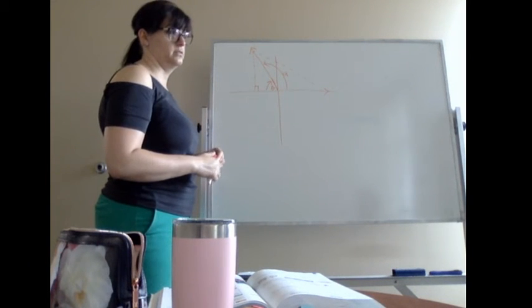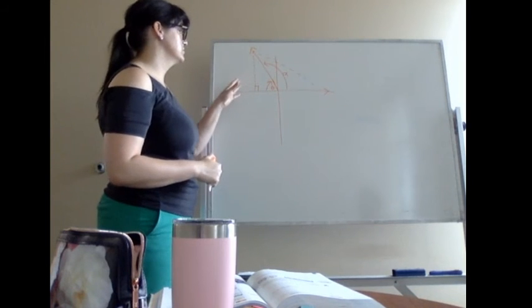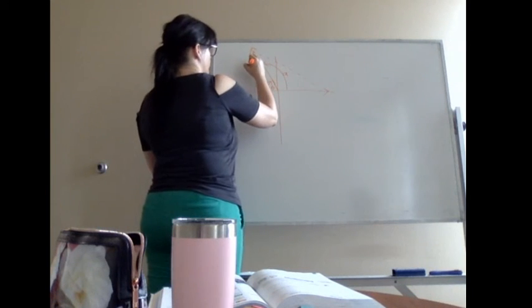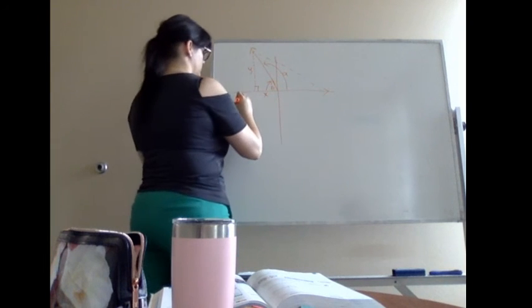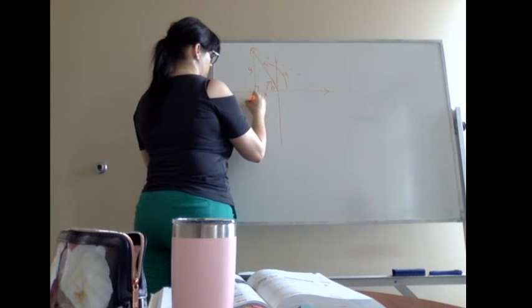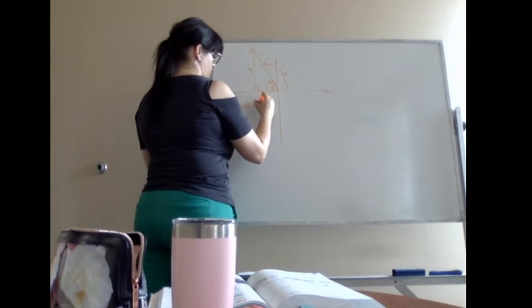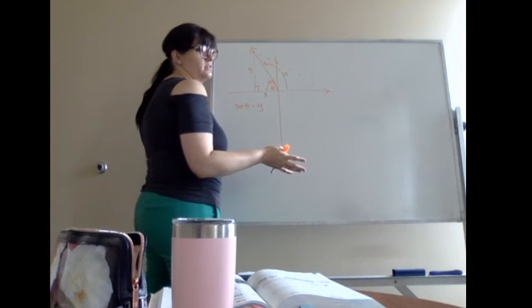Wait, which thing specifically? Okay, so let's call this one y. Our sine of theta is y over hypotenuse, right, which we've said is 1.